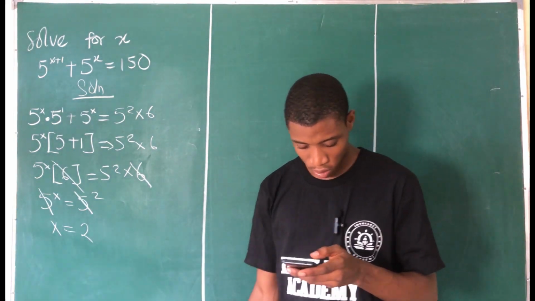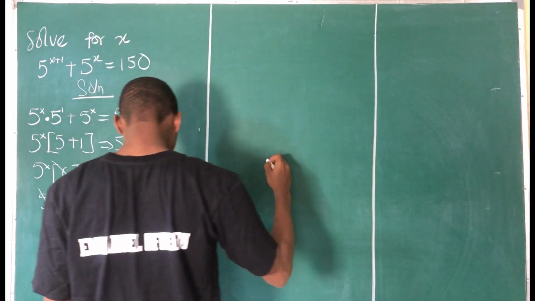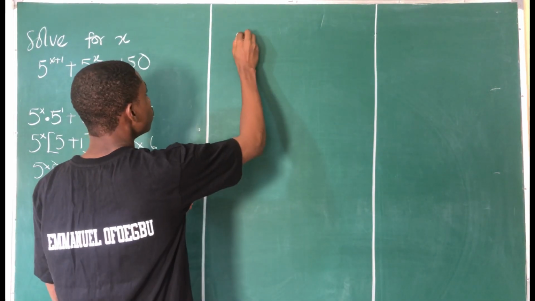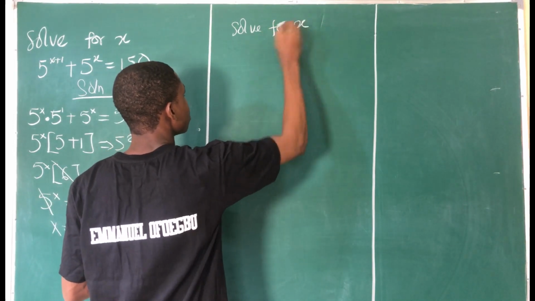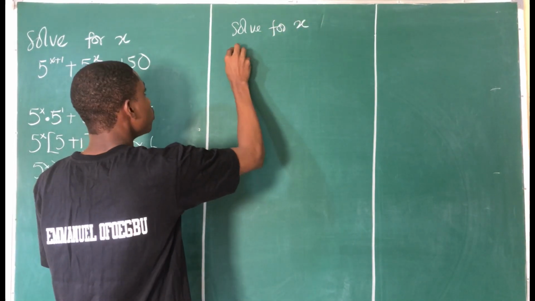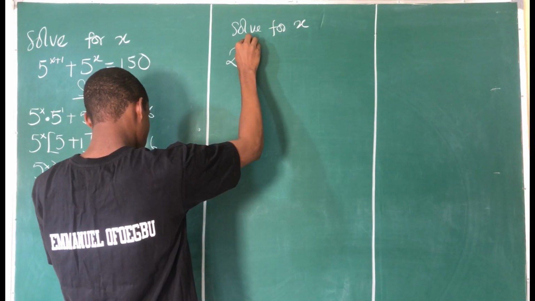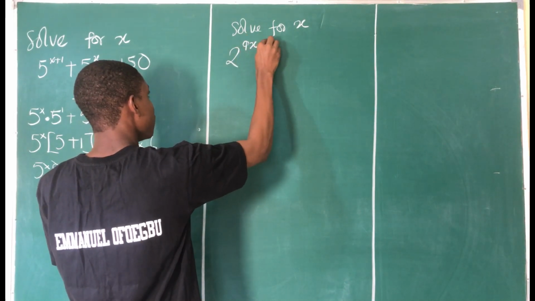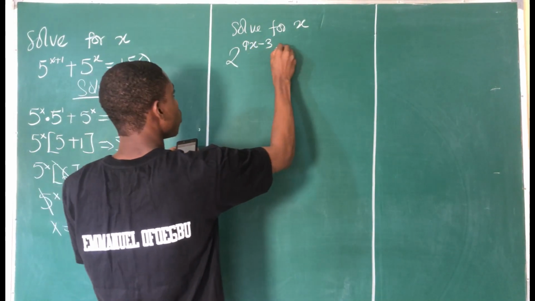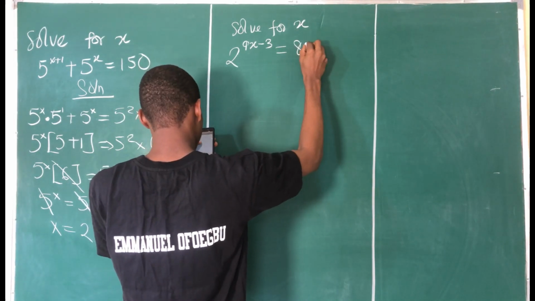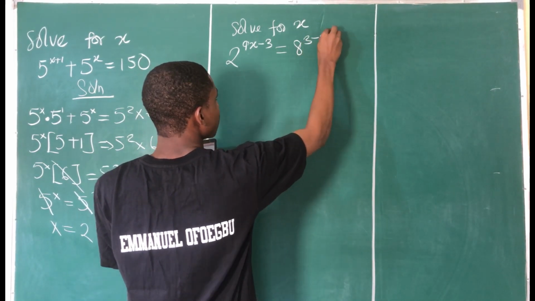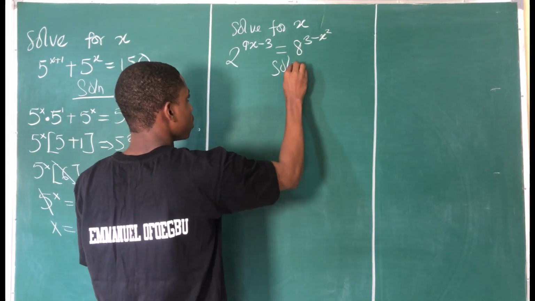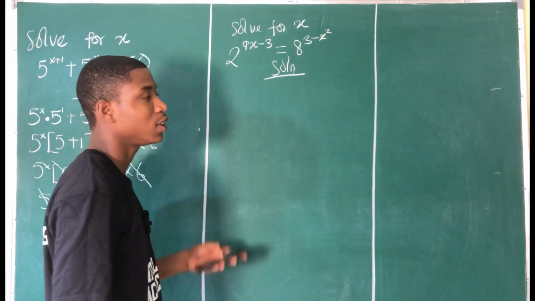So let's get the second equation. Solve for x: 2 raised to the power 9x minus 3 is equal to 8 raised to the power 3 minus x squared. So we have this, and they say we should solve this.